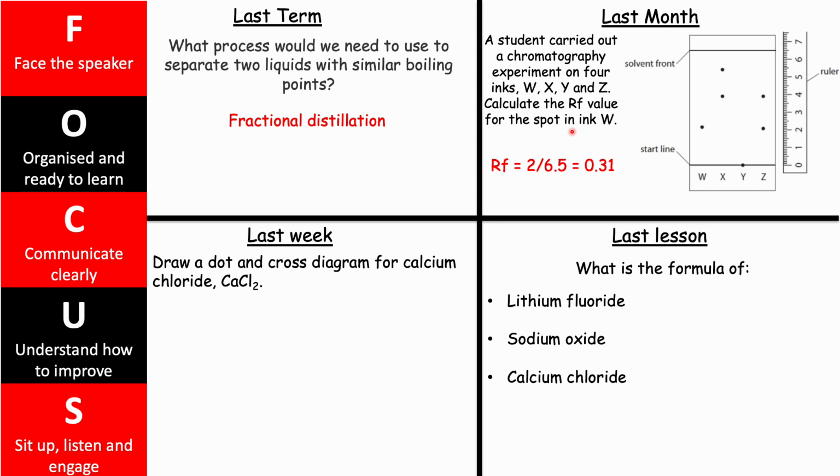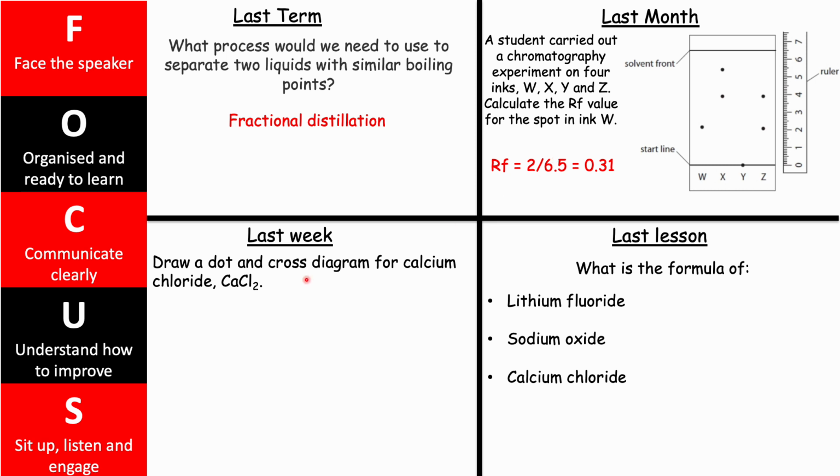Remember, the most common mistake here would be for students to do 6.5 divided by 2. But we know our RF value can never be higher than 1, because the furthest any of these dots can move is here with the solvent front. So if you get an answer of above 1, the likelihood is you flipped the equation around, so try doing it the other way instead.